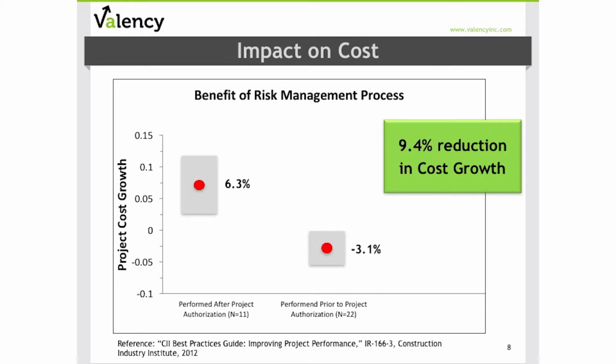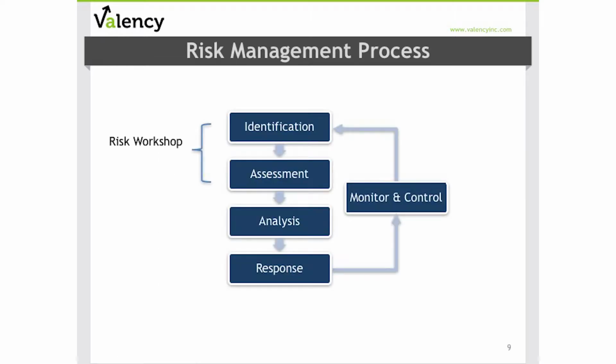Similarly, if we have formal risk management processes in place, it's going to also impact our cost performance. The CII benchmarking data gives us even more specific insight here, showing that if you have that risk management process in place and it's initiated before the project is authorized, those projects see a 9.4% reduction in cost growth over those projects that will wait until after project authorization or usually into detailed design to initiate their risk management process. So powerful numbers for us to consider.